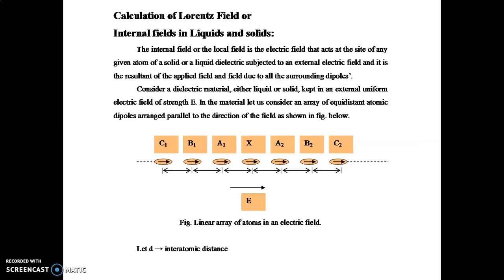The next part of the discussion is about the calculation of the Lorentz field. It is also called the internal field in liquids and solids. It is a theory part where you have to derive the equation. That derivation I think you can discuss in the next video. Clear? So this is the second video for you. Go through the basics, and keep reading. We will discuss the internal field calculation in the next video.